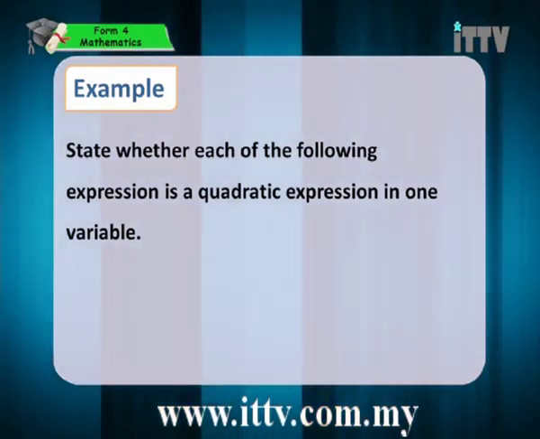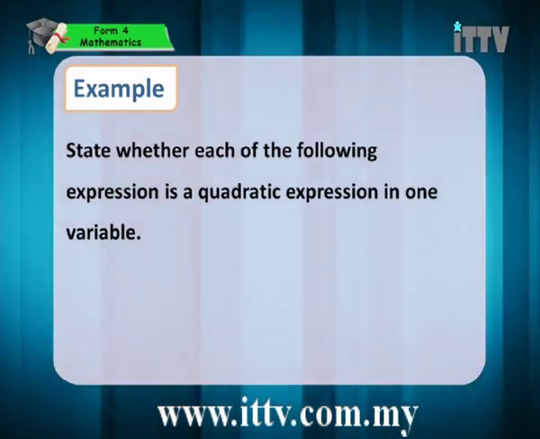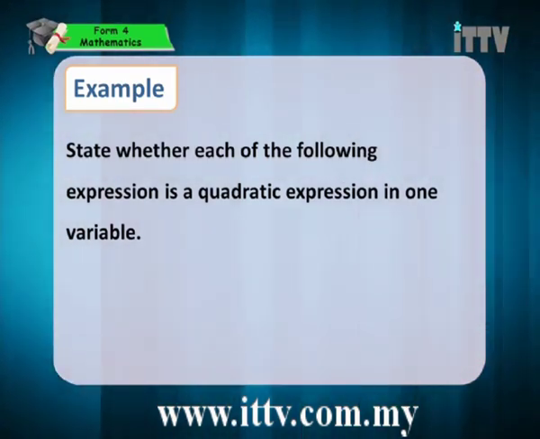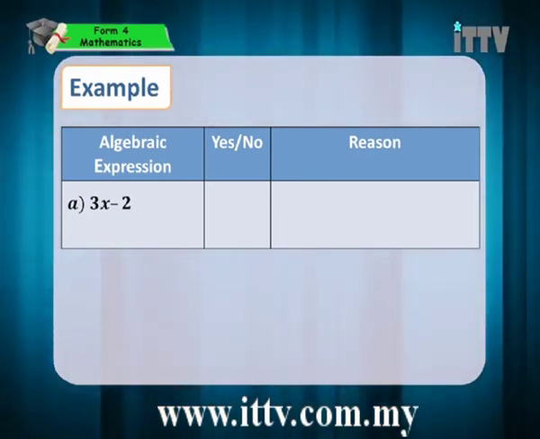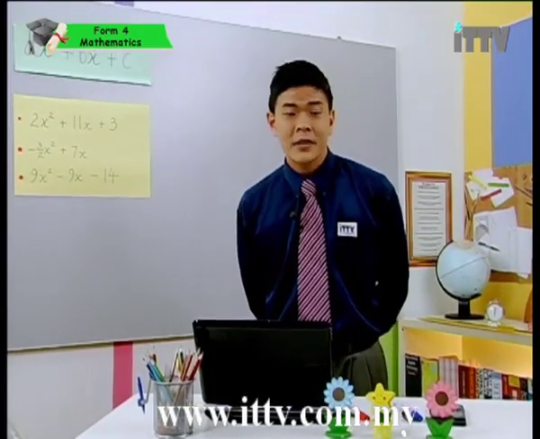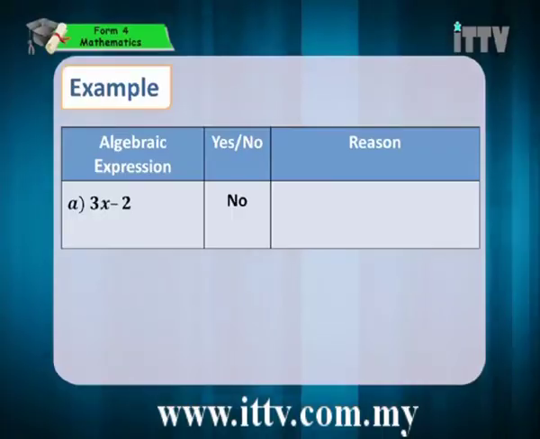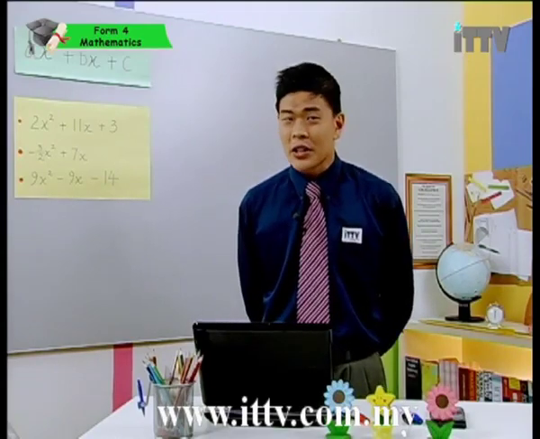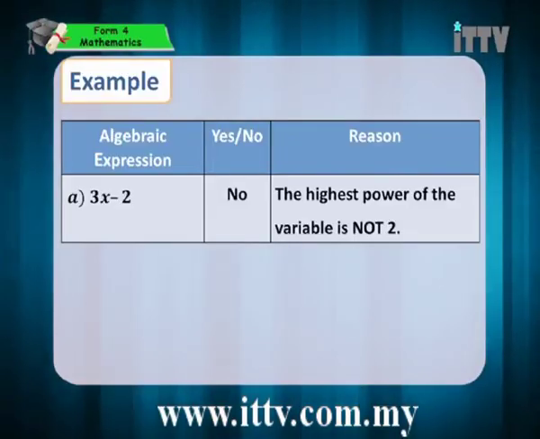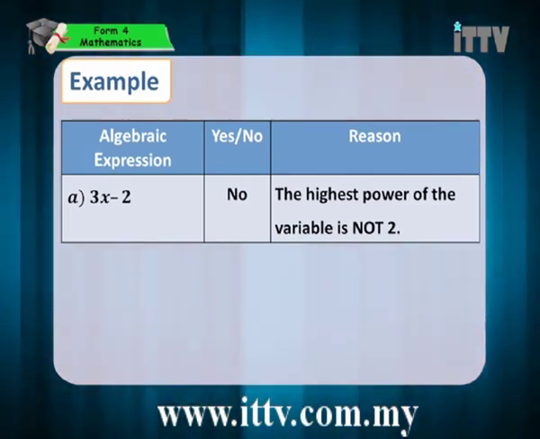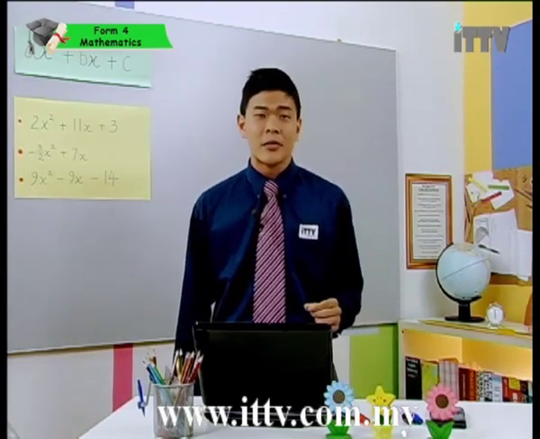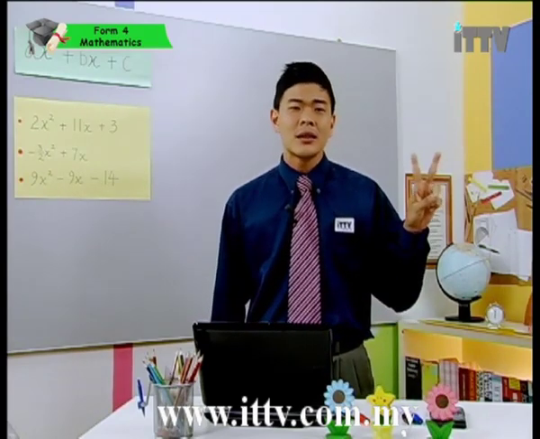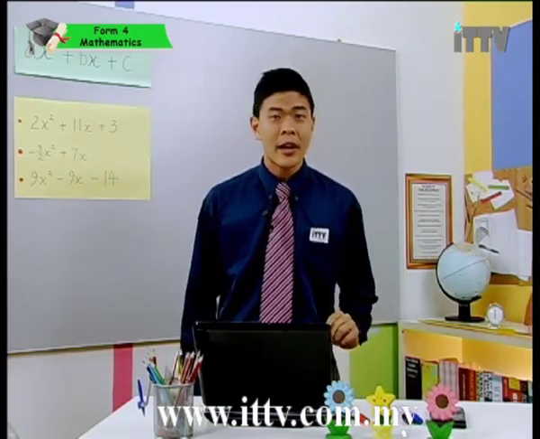Alright, let's look at this example. State whether each of the following expressions is a quadratic expression in one variable. In A, the algebraic expression 3x minus 2. Is this a quadratic expression? Yes or no? Well, the answer is no. And what is the reason? I'm sure you have known by now. The highest power of the variable is not 2. In the expression 3x minus 2, the variable x is to the power of 1. For it to be a quadratic expression, it must have a power of 2. So not a quadratic expression.